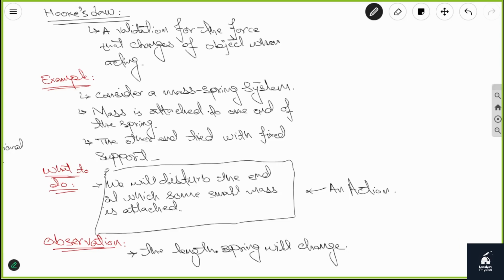And it depends on what? How much the length changes, right? It depends on how strong your action is, on how strongly we disturb the end of the spring at which some mass was attached. So the length of the spring will change depending on the magnitude of disturbance.